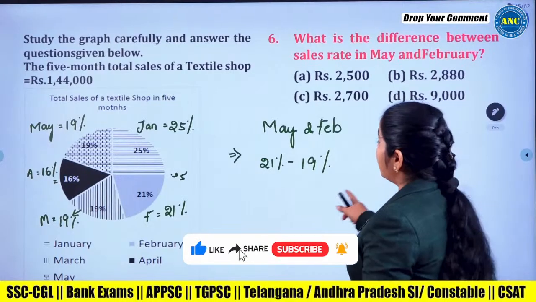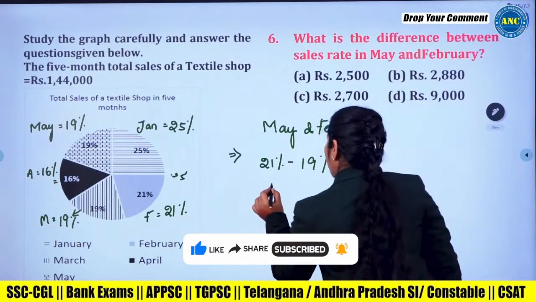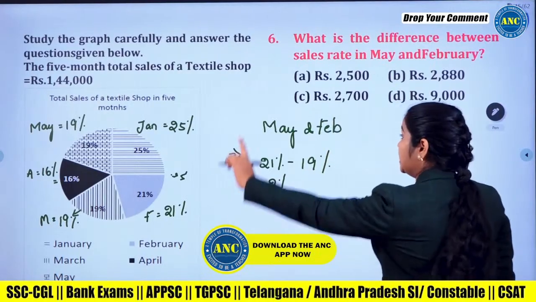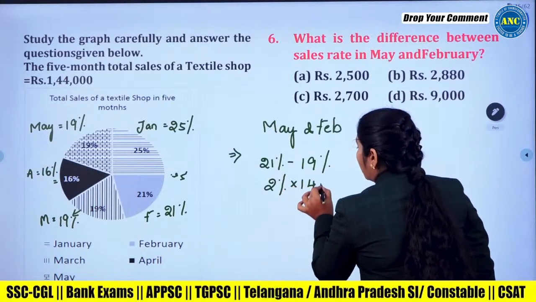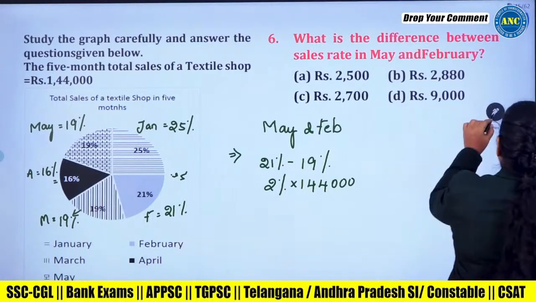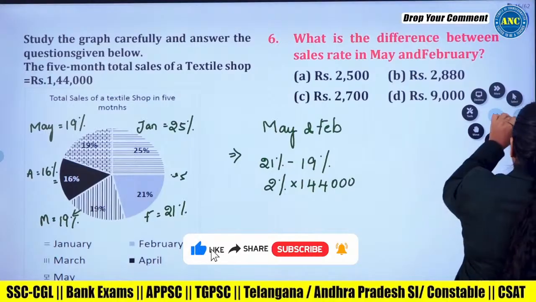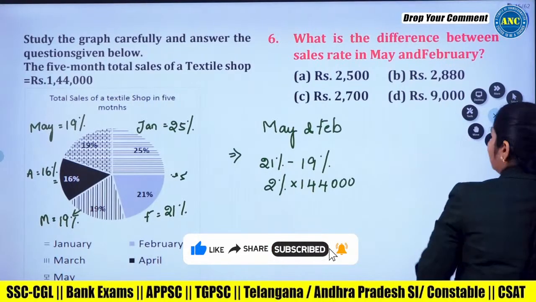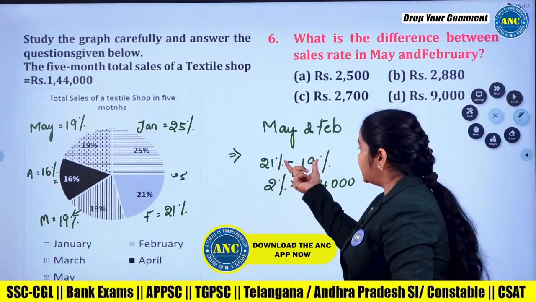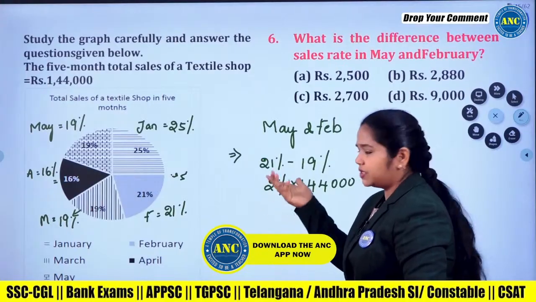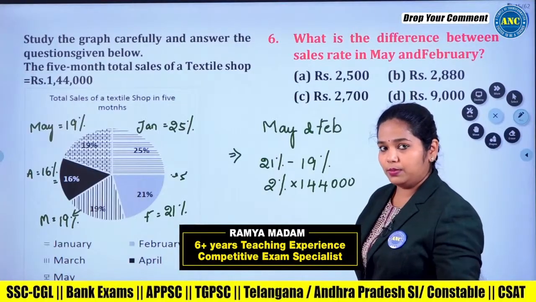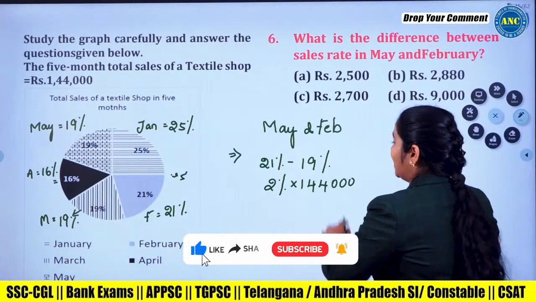So 21 minus 19 is how much? 2. So we just require 2% of 1,44,000. Are you all with me? Do you agree with what I am doing here? We just subtracted percentages. When you subtract percentages, you get a simple value, 2%. This is very easy, no? Rather than taking the complete value. So, 2% of 1,44,000.